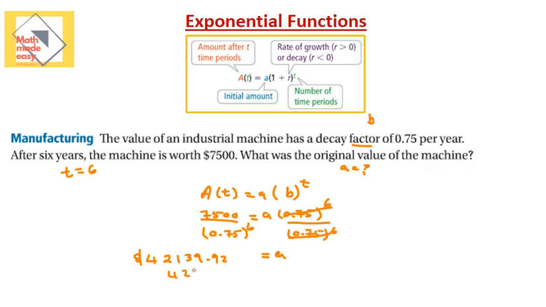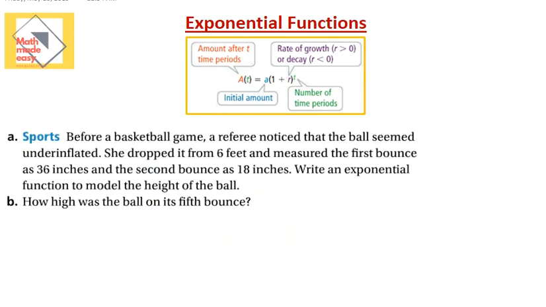or 4,200. Sorry, $42,140. Of course, as you can see, the initial amount here was more than the amount you have now. Like 42,000 is way more than 7,500. Why? Because we had a decay factor. So we had a big number that depreciated or decreased by time.